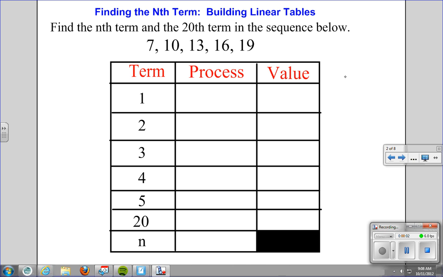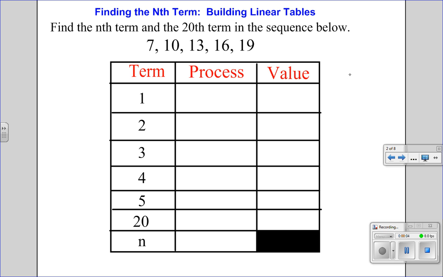Hello, in this video we'll be looking at finding the nth term of a sequence. So this is table building and writing that equation. When it gives you a list, the first term is what shows up first. So 7 is the value of the first term. 10 would be the second, 13 would be the third, 16 would be the fourth, 19 would be the fifth.